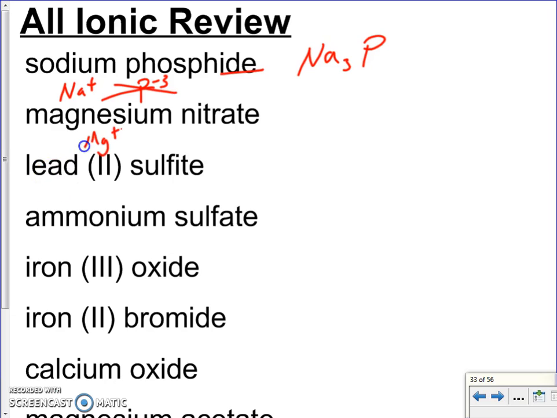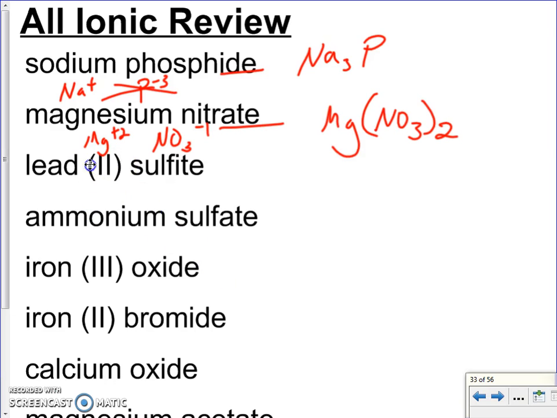Okay, look at the next one. Magnesium is Mg +2. Notice this is nitrate, not nitride, so we'll pull that off of our polyatomic ion list, which is NO3 -1. Cross and swap, Mg, NO3, and because we're bringing down a numeric value from the magnesium, we'll put a 2 on the outside.